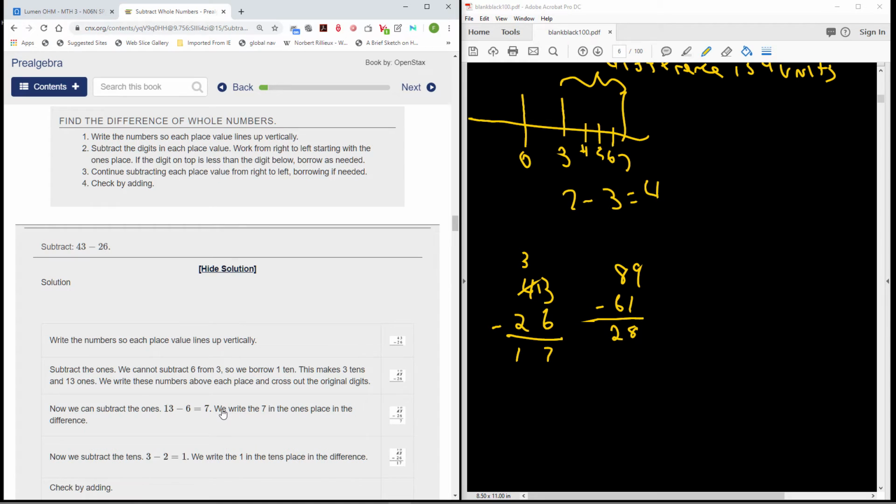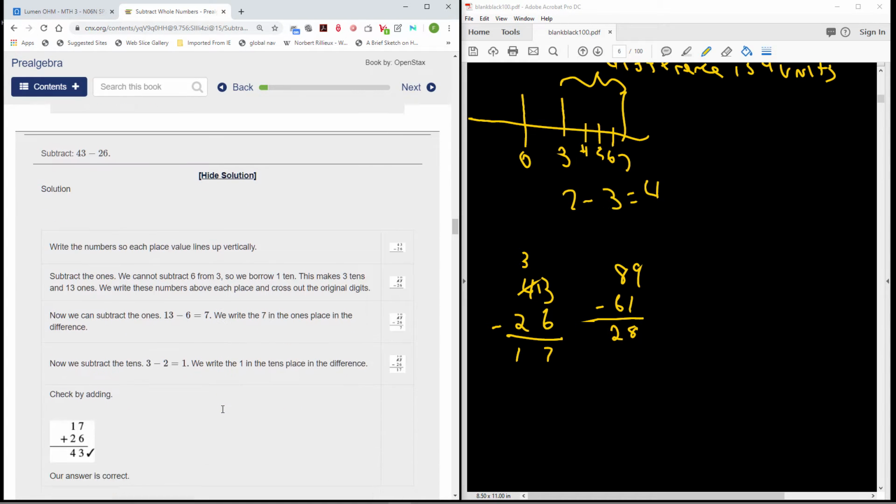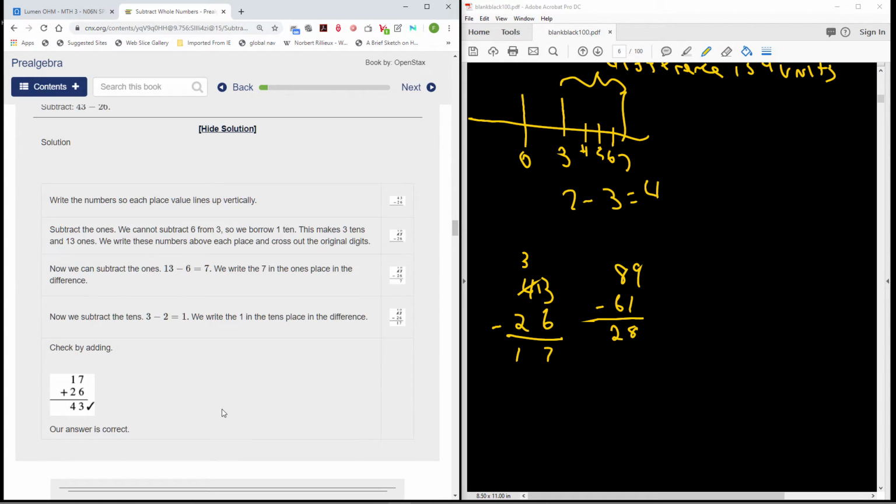Now they're doing this here again. They were doing it with blocks before. So if we add 26 and 17, we get 43 back. 6 and 7 is 13. Carry the 10. 2, 1, 3, 43. It checks.